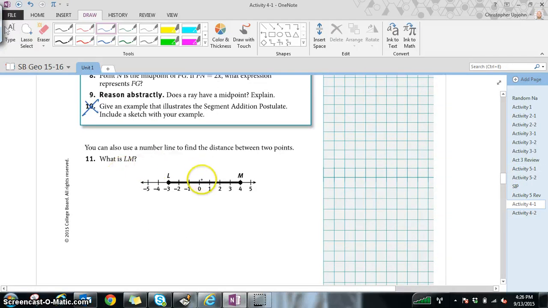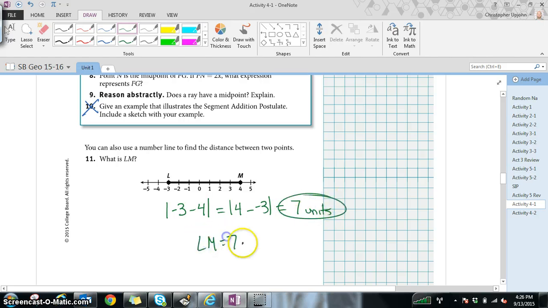We can also find distance between 2 points on a number line. That's kind of what we did with the rulers. So again, the distance is the absolute value of their difference. So subtraction, no matter how you do it. So it's either -3 minus 4, which is -7, or 4 minus -3, which is 7, but absolute value is 7. So there's 7 units. LM is 7 units. Again, no segment symbol over the top.